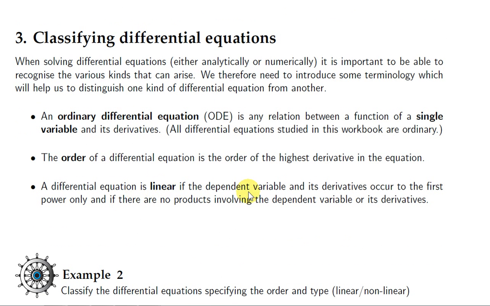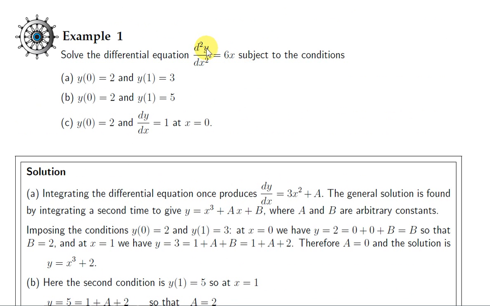A differential equation is linear if the dependent variable, which was y in the examples we looked at, and its derivatives, that would be dy/dx and d2y/dx2, occur to the first power only, and if there are no products involving the dependent variable or its derivatives. So for example, in this differential equation, the dependent variable is y, and it's a second order differential equation, but this derivative is not raised to any power. We don't see d2y/dx2 in brackets raised to some power, for example. Another thing we don't see is products involving the dependent variable y with another derivative. We don't see things like y times dy/dx, or y squared times d2y/dx2. Anyway, let's look at some examples.